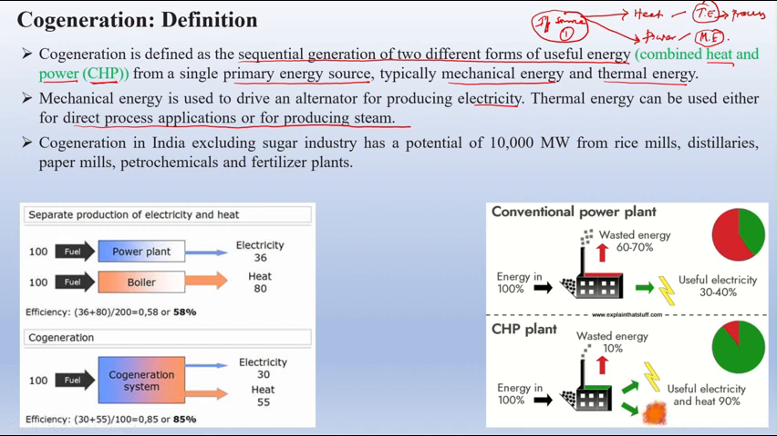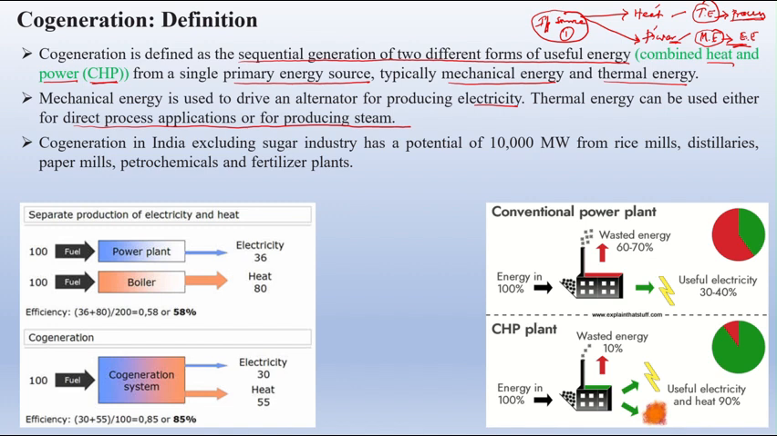The second form is the mechanical energy, which is fed into the alternator to produce electrical energy. This electrical energy is used to run electrical equipment such as pumps, compressors, fans, blowers, etc. So from a single source, we are getting two forms of energy, heat and power. Heat is used for process equipment like drying, soaking, and boiling. The second form is power, which is fed into the generator. Then the generator generates electricity that is used to run the fans, compressors, blowers, etc.